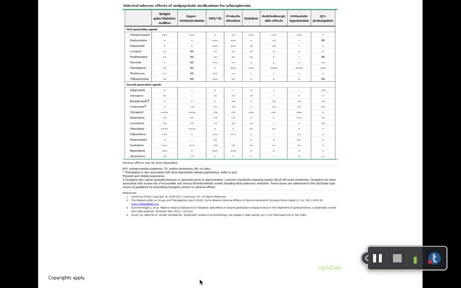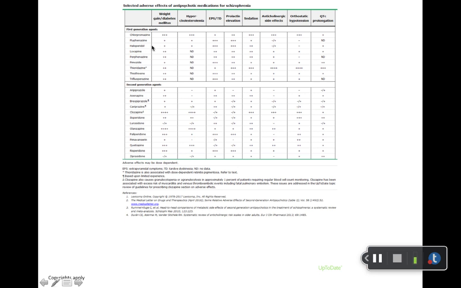I would definitely make sure you guys are studying this chart and looking at it. So we have the first generation agents up here, second generation agents down here. Then we have the different adverse effects that we need to be concerned with, and then the pluses and minuses as far as is it higher or lower. So you notice that the weight gain, usually they're more with the newer agents. And you notice the Clozapine is there, Olanzapine, some of the newer agents.